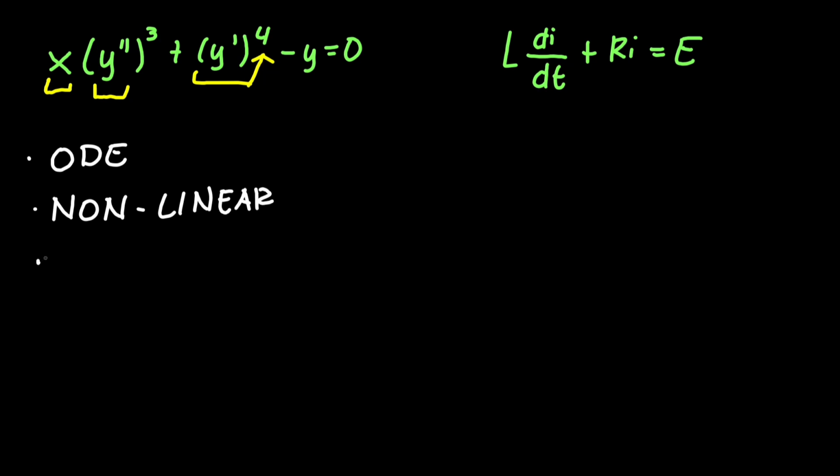Next up would be to find the highest derivative. The highest derivative here is this one, which is the second derivative, raised to the power of 3. And so based on the highest derivative, the degree, or the exponent of it, would be equal to 3. So the degree would be 3.